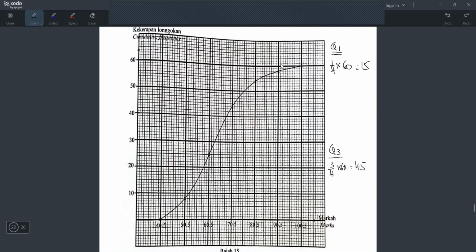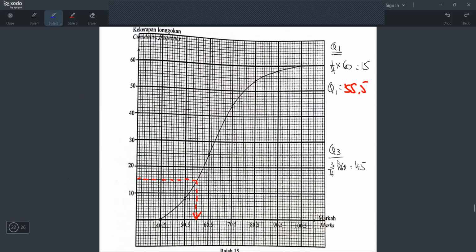You still have to go to your graph, cari your 15. Okay, let's use red color. You have to go to your graph, cari your 15, and then tarik satu line like this, right? And the moment dia sentuh, you tarik bawah, right? And then you put an arrow here, and then you baca this. That is your Q1. So let's baca. What is this? 50.5, 60.5, middle. So 55.5. This is your Q1.